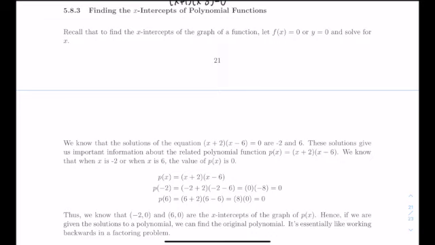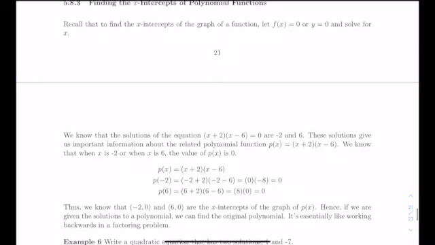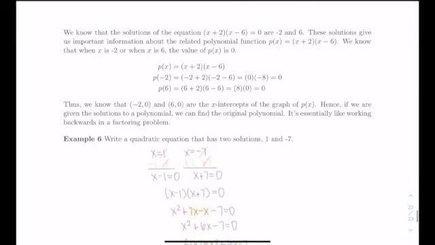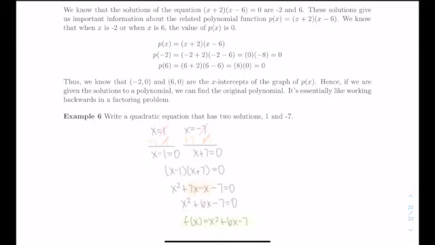These solutions give us important information about the related polynomial function p of x equals x plus 2 times x minus 6. We know that when x equals -2 or when x equals 6, the value of p of x is equal to 0. So we know that -2, 0 and 6, 0 are the x-intercepts of the graph of p of x. Hence, if we are given the solutions to a polynomial, we can find the original polynomial. It's essentially like working backwards in a factoring problem.